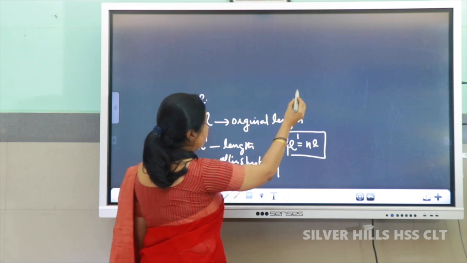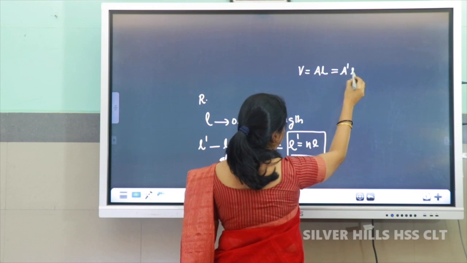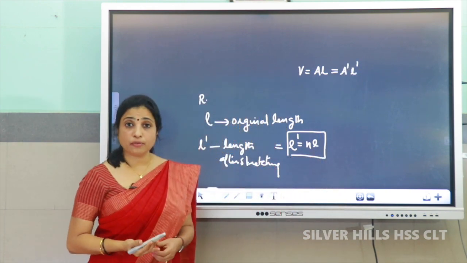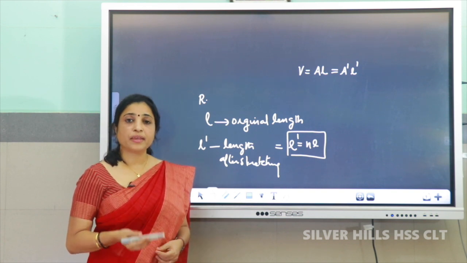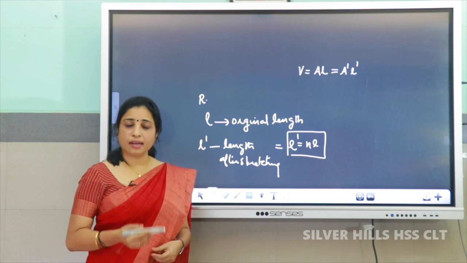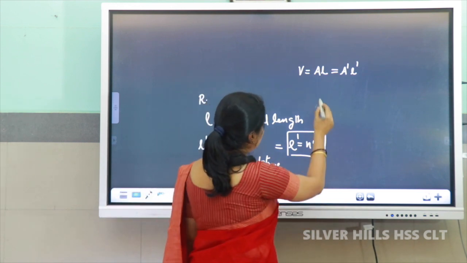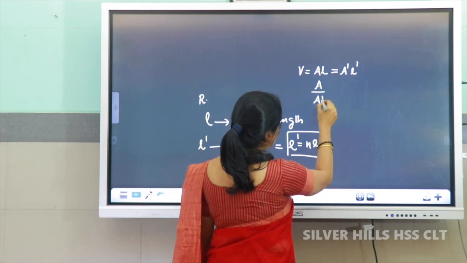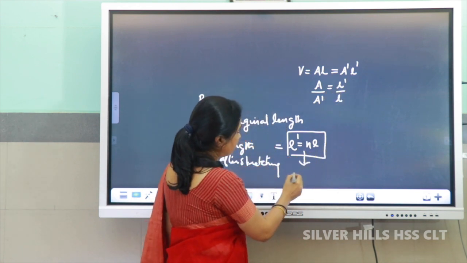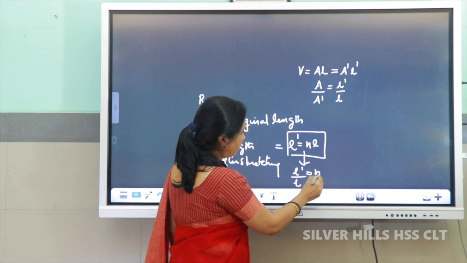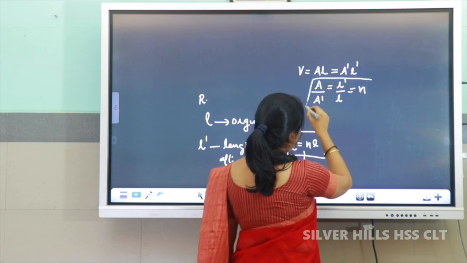So you can write volume V is equal to the initial volume AL, which is equal to the final volume A dash L dash, where A is the area of cross section of the wire before stretching, A dash is the area of cross section of the wire after stretching, L is the length of the wire before stretching, and L dash is the length of the wire after stretching. Okay. So from this equation you can write A by A dash is equal to L dash by L. But here, L dash by L is equal to n. So A by A dash is equal to L dash by L is equal to n. This is another equation.